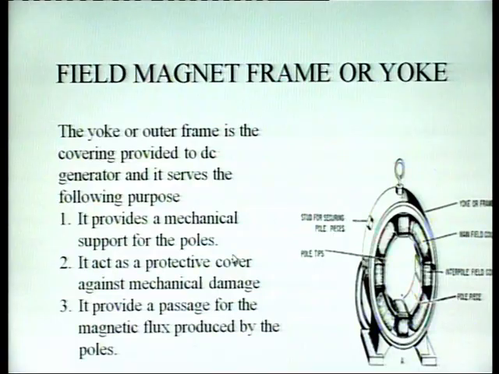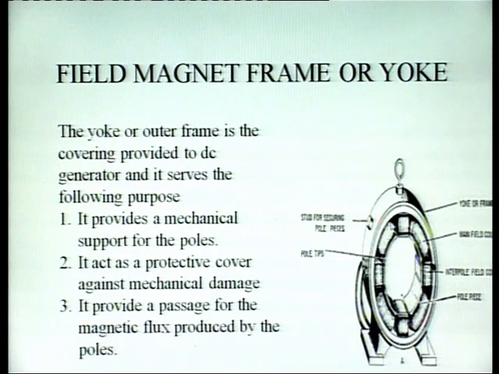So, the first part is the field magnet frame or yoke. The yoke or outer frame is a covering provided to a DC generator, and it serves the following purposes. First, it provides mechanical support for the poles. Second, it acts as a protective cover against mechanical damage. Third, it provides a passage for the magnetic flux produced by the poles.